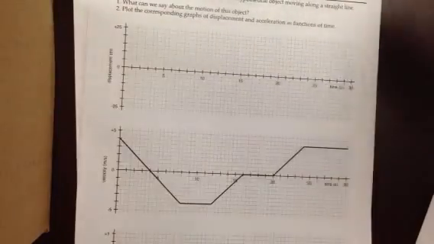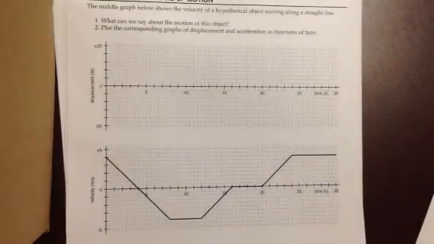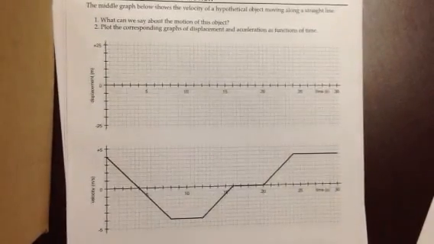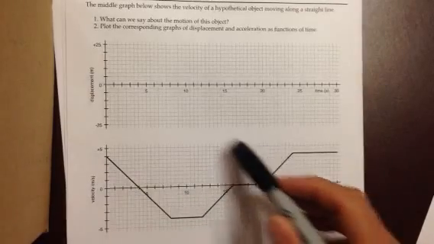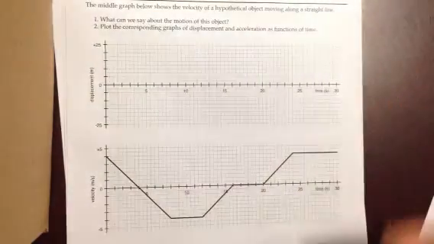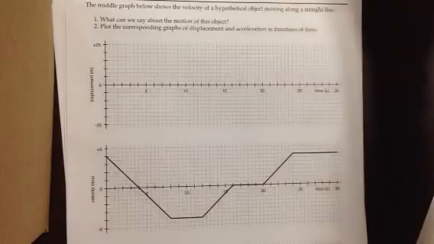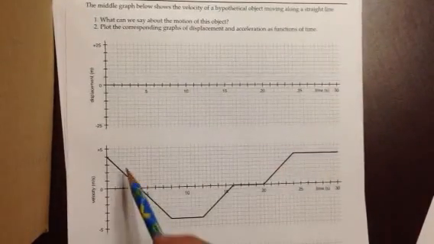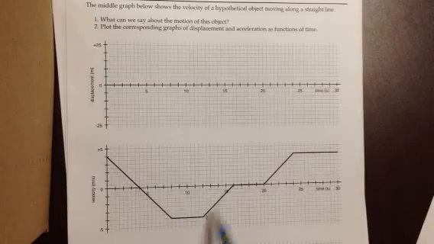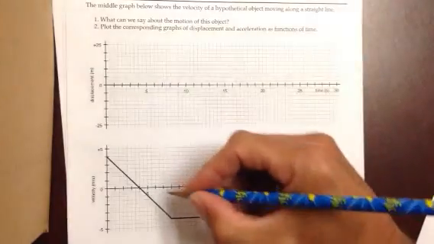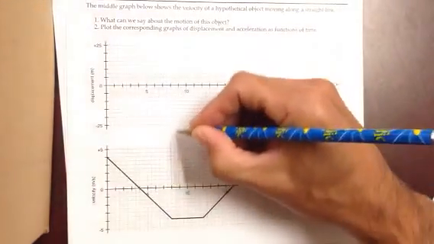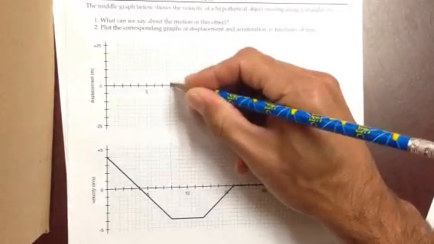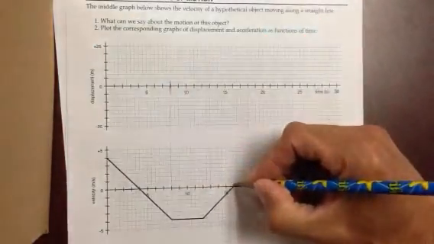I got this worksheet from physics.info, and right here we have a velocity time graph, and we're going to plot a displacement time graph exactly above it. First thing I want to do is line things up. So you can see from the velocity time graph that we have different stages of velocity. So I'm just going to draw a light line so that I know where one stage ends and the next one begins.